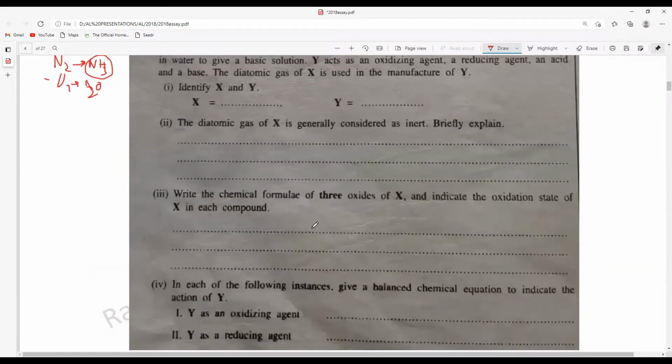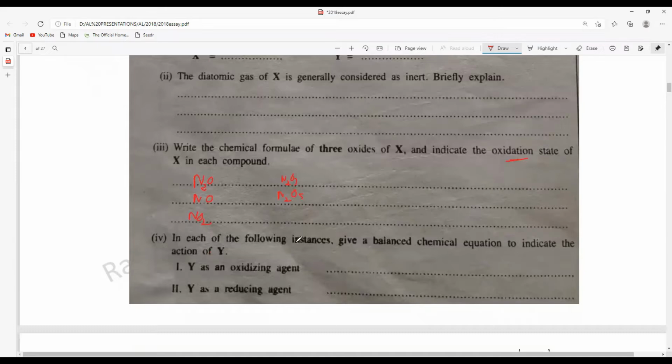And then write the chemical formula of 3 oxides of X. So we have already seen this. So you can write down nitrous oxide, nitric oxide, nitrogen dioxide, and nitrogen trioxide, and even nitrogen pentoxide. So these all have different oxidation states, right? +1, +2, +4, +3, +5. So you have to mention the oxidation states as well.